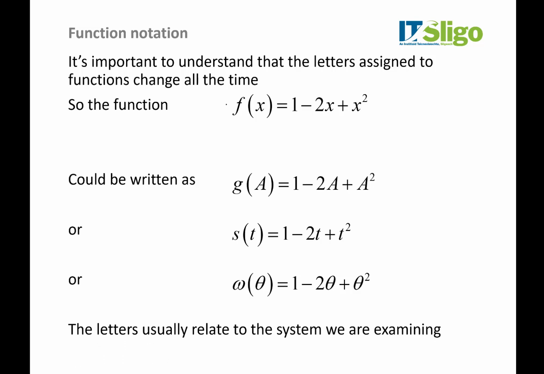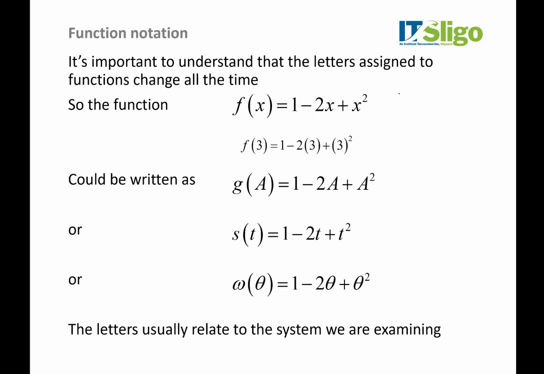So all of these, even though they look completely different, are actually the same microprocessors at work. The letters usually relate to the system we're examining, be it motion or velocity, anything like that. We could be looking at coulombs in a capacitor. Any system is going to have its own unique set of letters, and that's why sometimes people find maths so difficult. Most people would regard these as four completely different things, whereas actually they're the exact same thing, just with different labels.